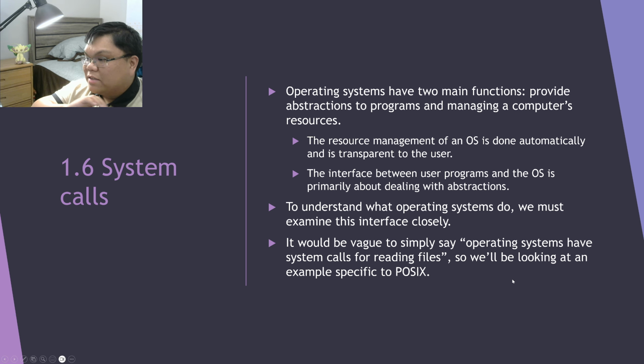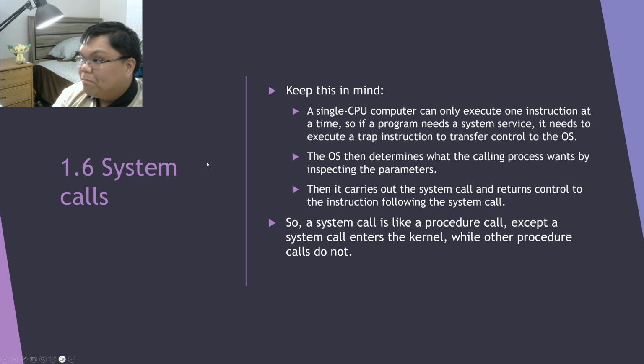It would be vague to simply say operating systems have system calls for reading files, so we're going to look at the example provided by POSIX. Before we begin, keep this in mind: a single CPU computer can only execute one instruction at a time. If a program needs a system service, it needs to execute a trap to transfer control to the operating system. The operating system then determines what the calling process wants by inspecting the parameters, carries out the system call, and then returns control to the instruction following the system call.